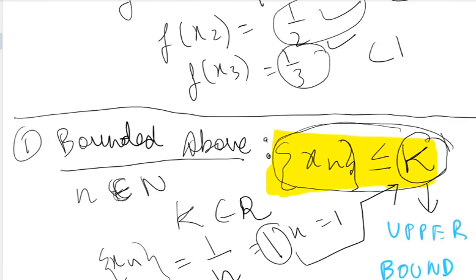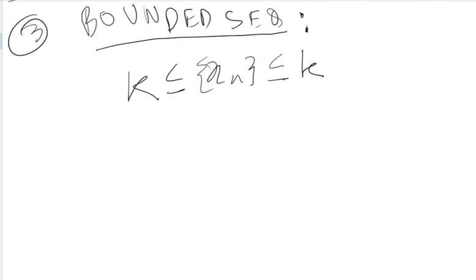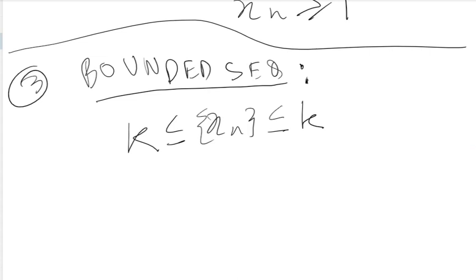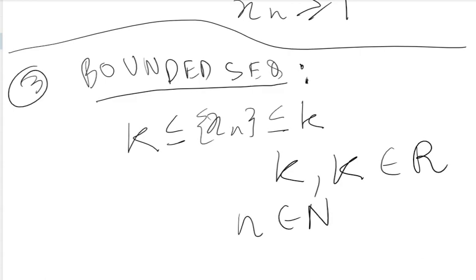We have merged these two things and we have made a bounded sequence. What is a bounded sequence? A bounded sequence is a sequence whose values will be less than or equal to capital K but greater than or equal to some small k. And what is this k? This k and the capital K, they both belong to real numbers, and the n over here belongs to a natural number. So I hope this type of logic is definitely clear to you.